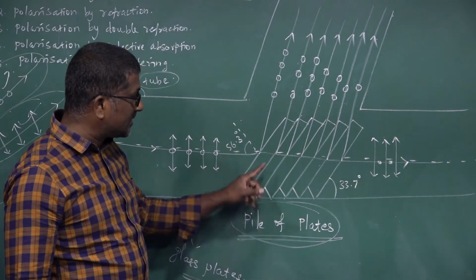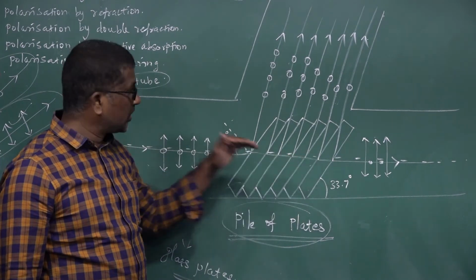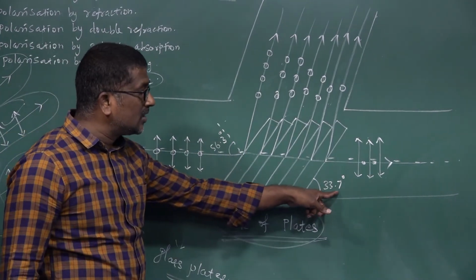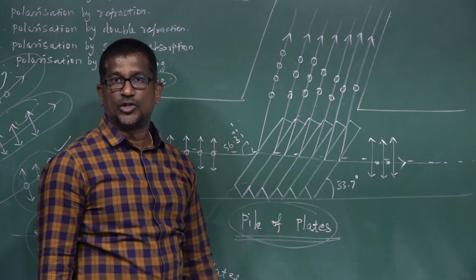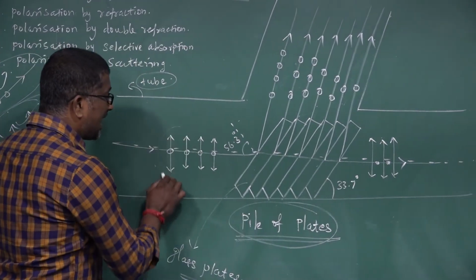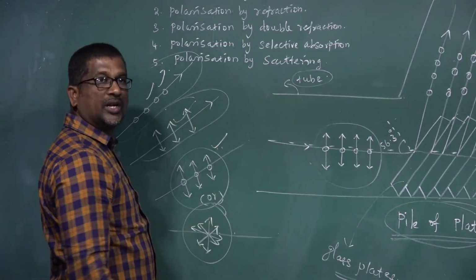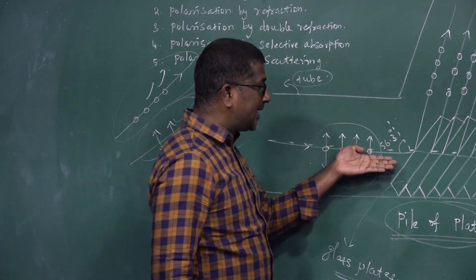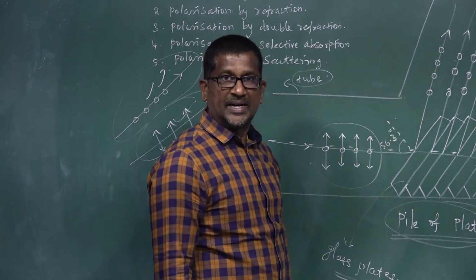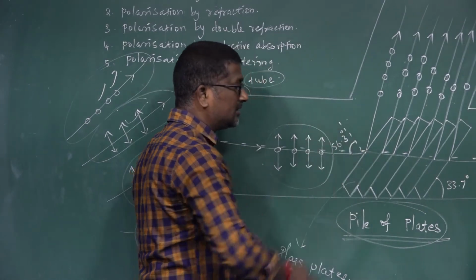So the pile of plates consists of a large number of glass plates placed one over the other inside the shootable size of the tube, inclined at an angle of 33.7 degrees with the axis of the tube. Now, an unpolarized light, already I told, these two diagrams represent unpolarized light, is made to fall on the pile of plates, or the glass plates, so that the angle of incidence is 56.3 degrees.